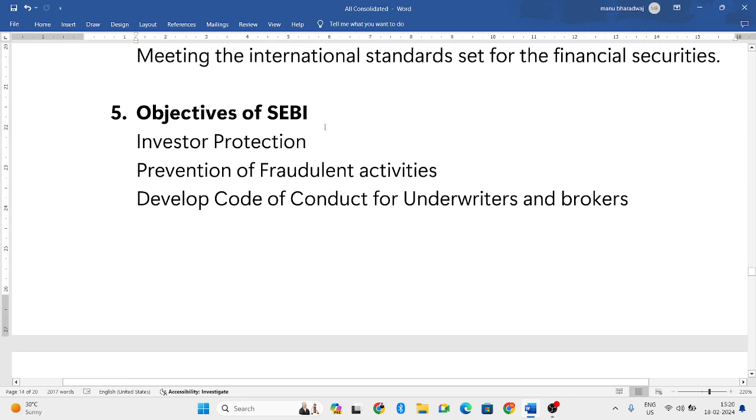Next, we have the fifth one, that is objectives of SEBI. What are the main objectives of SEBI? First one is investor protection. So it has to give protection to the investors. Investors should have certain safety about whatever the amount they have invested into the organization. It is their hard earned money, so their investment should not go to waste. So proper investor protection will be given. That is one of the objectives of SEBI.